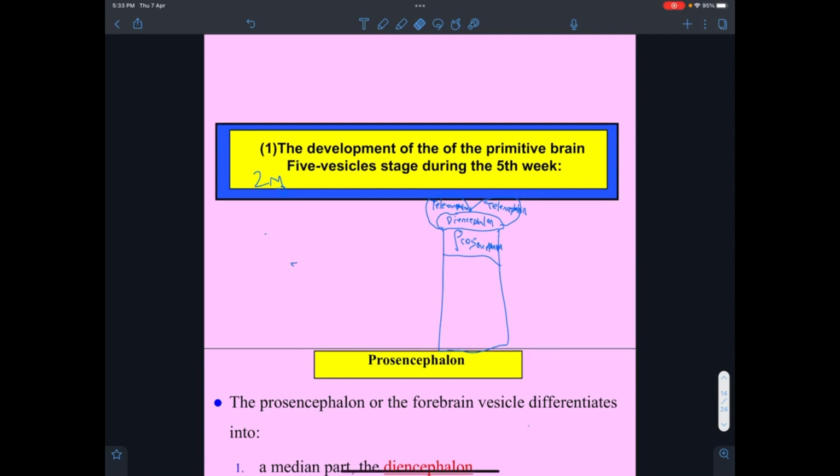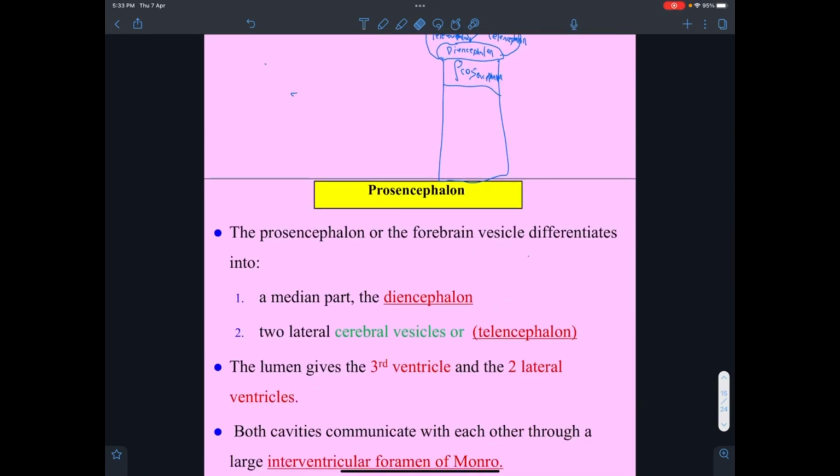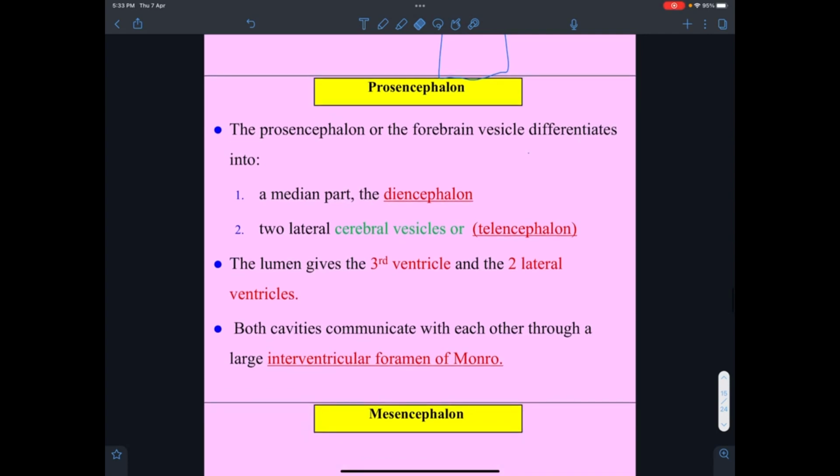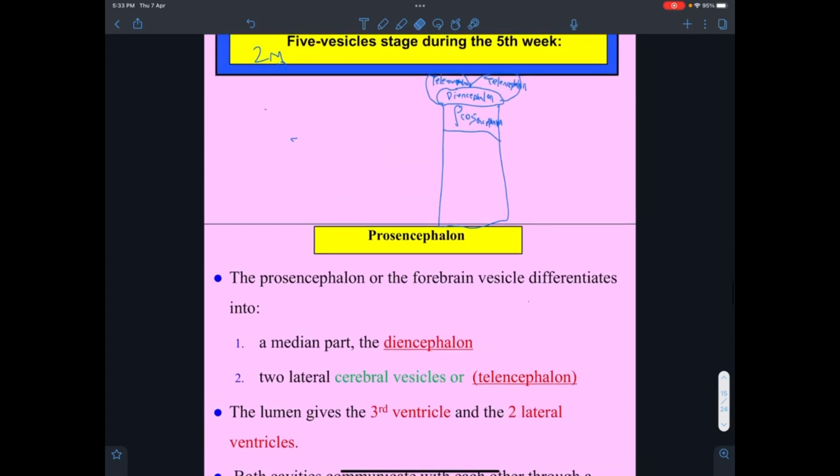It's not going to give you additional vesicles. It's just going to divide into two parts. All right, and this is basically what it means: the diencephalon and the telencephalon laterally on each side.